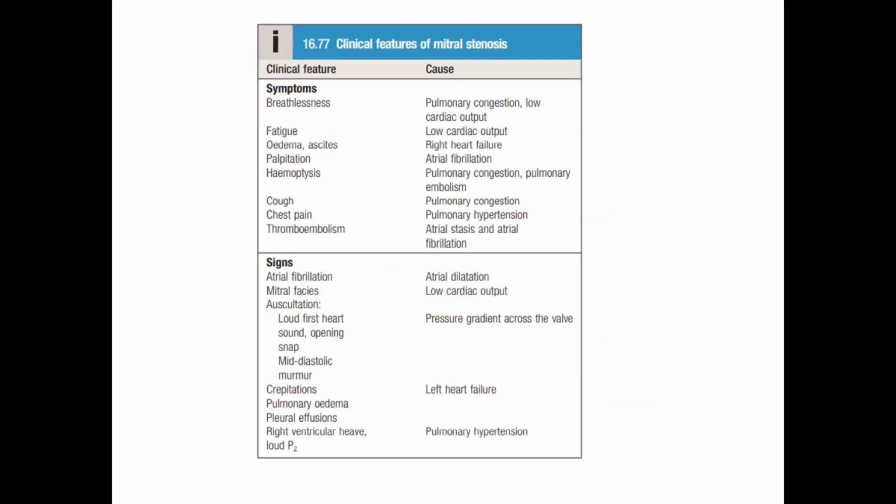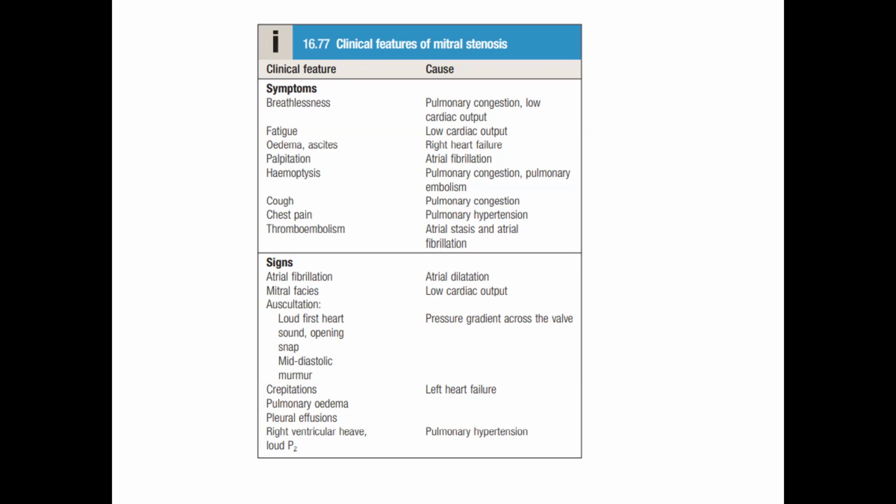Then we are going to mitral stenosis. The clinical features of mitral stenosis include breathlessness, fatigue, edema, ascites, palpitation, hemoptysis, cough, chest pain, and thromboembolism. The most important thing is that mitral stenosis is the one which causes hemoptysis. Very, very, very important. The only cardiac cause of hemoptysis is mitral stenosis. I repeat, the cardiac cause of hemoptysis is mitral stenosis, none other than mitral stenosis.